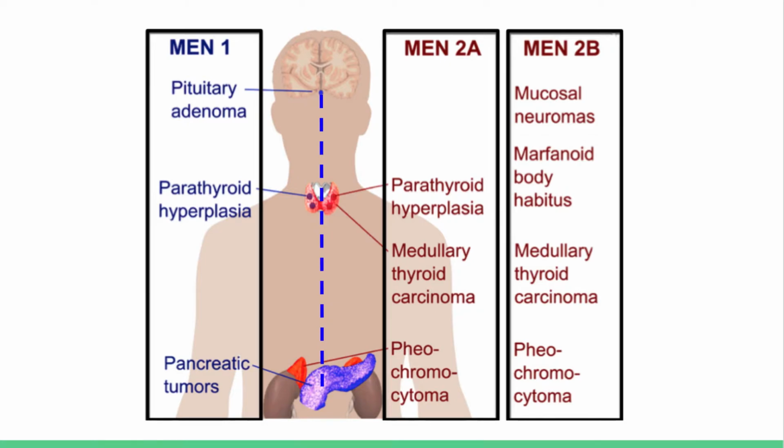Just a quick summary of your MEN1 versus your MEN2A, MEN2B groups of tumors. MEN1, you draw a 1 down your body, so pituitary, parathyroid, and pancreas. MEN2A, MEN2B, you see parathyroid hyperplasia in MEN2A. You see mucosal neuromas and marfanoid body habitus in MEN2B. And then these two down here are common in both. So your pheochromocytoma and your medullary thyroid carcinoma are common to both.